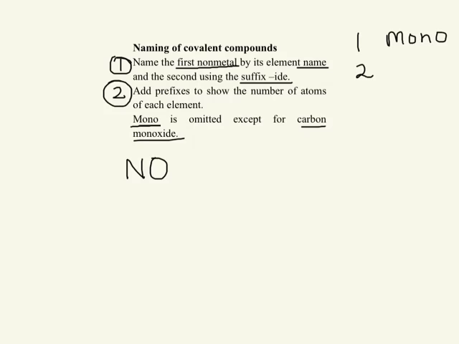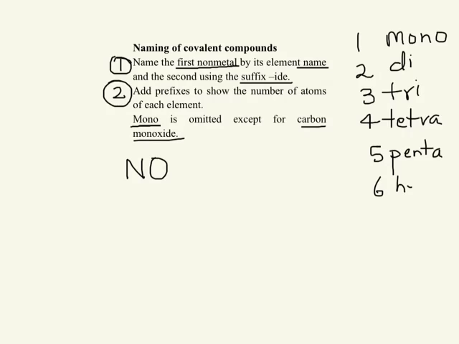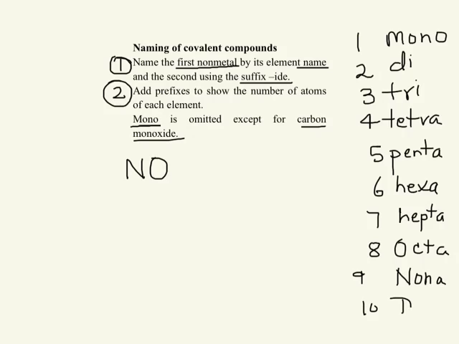If there are 2 atoms, it will be di, 3 tri, 4 tetra, 5 penta, 6 hexa, 7 hepta, 8 octa, 9 nona, and 10 deca. So let's take some more examples. For example, NO2. The first is nitrogen, so that will be nitrogen, and 2 oxygen, dioxide.